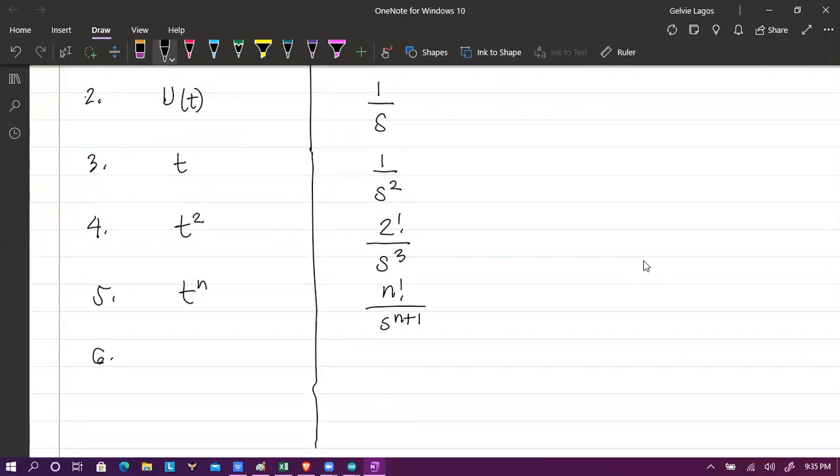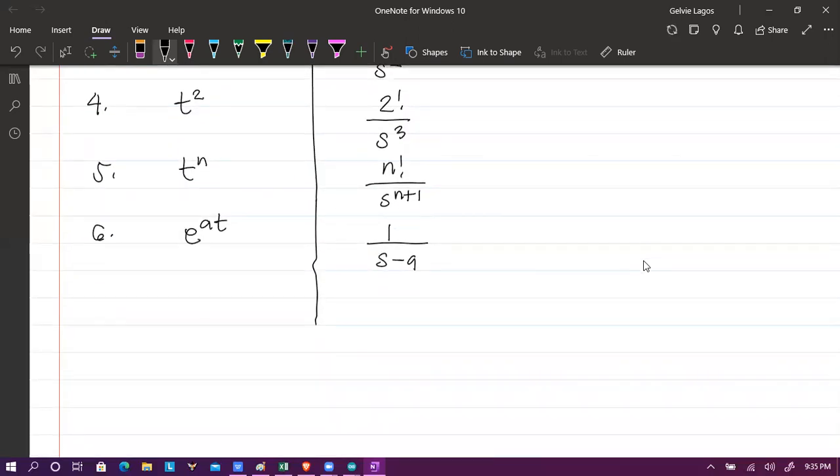Now let's start with the exponential function. I have here the exponential function e raised to at. The Laplace transform of that is just 1 all over s minus a. If a is negative, the Laplace transform will become positive. Okay, that is for e raised to a times t.